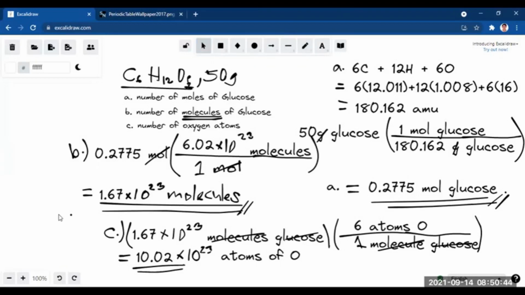Next, letter C, for the number of oxygen atoms. From the number of molecules of the given compound, we multiply the ratio of the molecule to the number of oxygen atoms. Again, from the molecular formula, we have 6 oxygen atoms per 1 molecule. So it resulted to 10.02 times 10 raised to 23 atoms of oxygen.